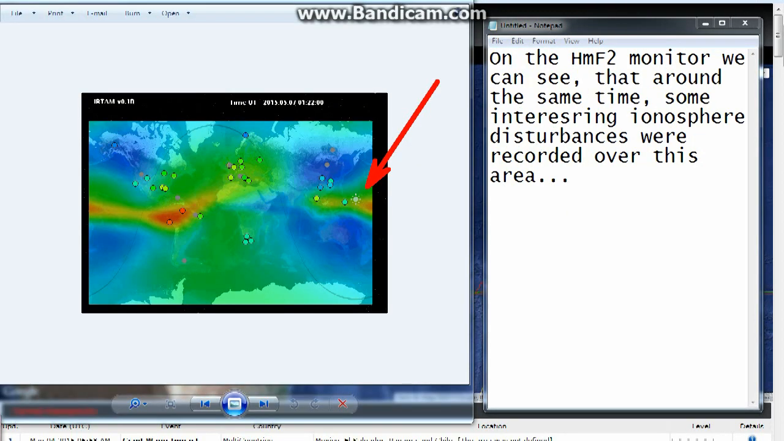On the HMF2 monitor, we can see that around the same time, some interesting ionosphere disturbances were recorded over this area.